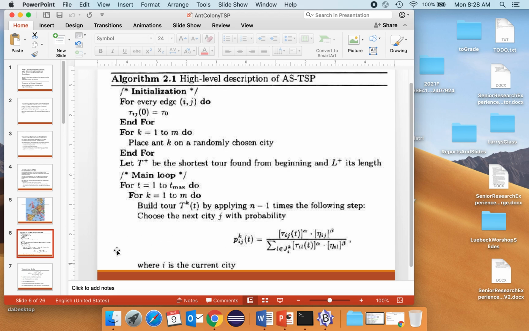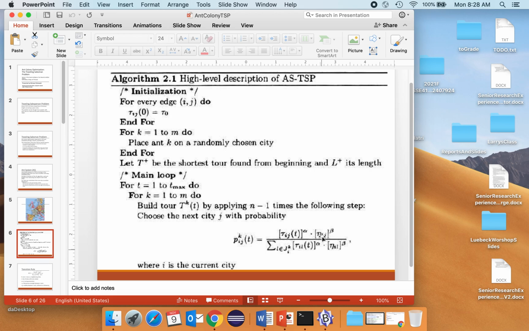So i is the current city. So let's have a look at this thing. Well, i is the current city, j are the neighboring cities, T is the tour, k is the ant. So on tour T, we have perhaps different pheromone trails. The visibility shouldn't change. And so that's kind of like the idea. So what we're going to do is look at the pheromone strength between city i and j. Again, j are the neighboring cities on tour T.